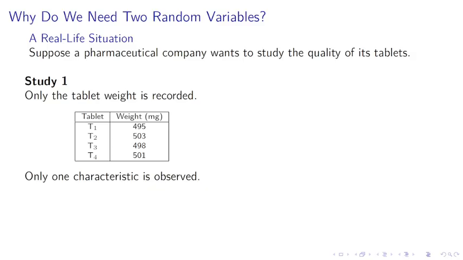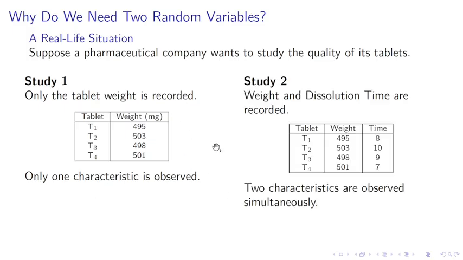First, only one tablet weight is recorded. Tablet 1 to tablet 4. First tablet weight is 495 milligrams. Similarly, for tablet 2, 503, then 498, then 501. Only one characteristic is observed here.